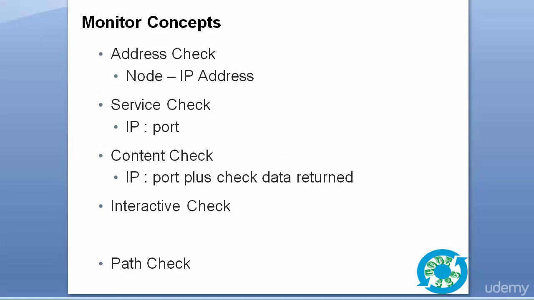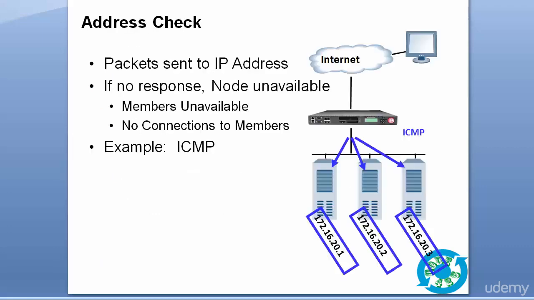Monitors range from the simple, is an address reachable, to the complex, is the application behaving properly? Simplest test: is the IP address reachable? Good points, it's simple. Bad points, it can mark pool members down that are working fine. For example, if a router or a firewall will not allow ICMP to the nodes, the ICMP monitor will fail and mark the nodes and pool members down even though TCP traffic might be working just fine.